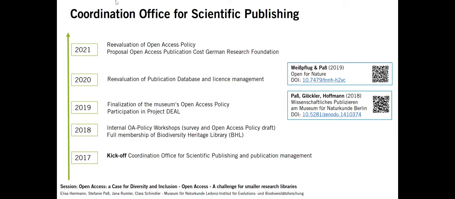So another milestone in 2019 was that we finalized our open access policy and we participate in the German Deal project with all its benefits, but also there are some obstacles. And in 2020, we evaluated our publication database and we adjusted our license management with LIBER, that's in Germany a nationwide electronic research management system for libraries and consortia offices. So it's a very useful tool to organize the e-resources and their contract content.